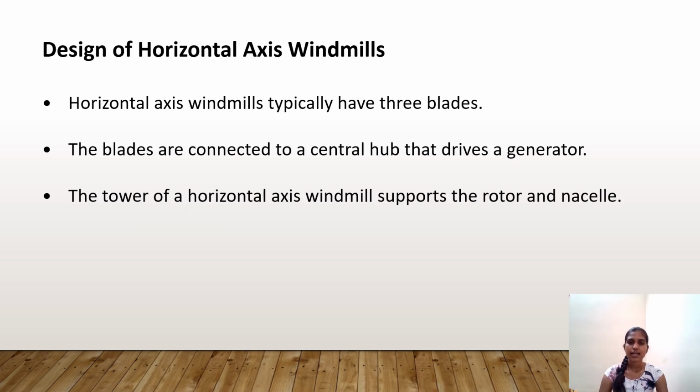Design of horizontal axis windmills. Horizontal axis windmills typically have three blades. The blades are connected to a central hub that drives a generator. The tower of the horizontal axis windmill supports the rotor.